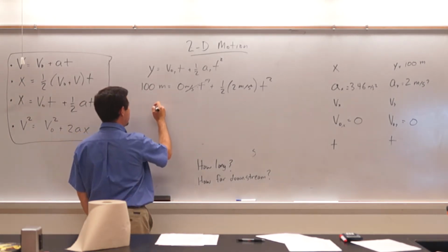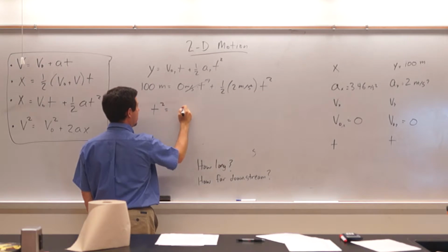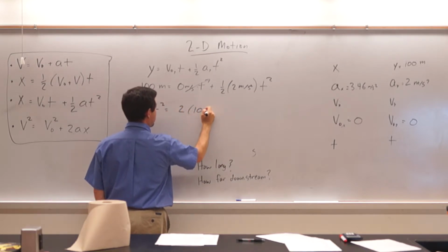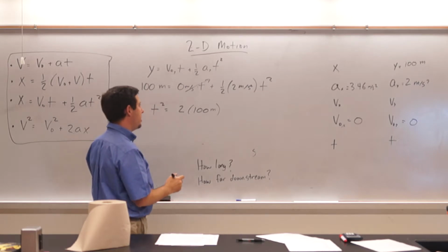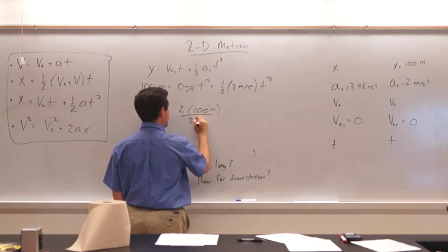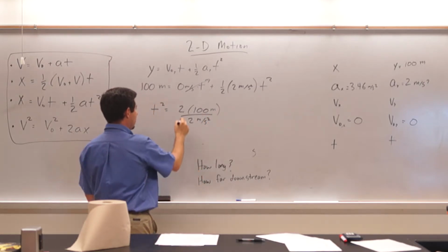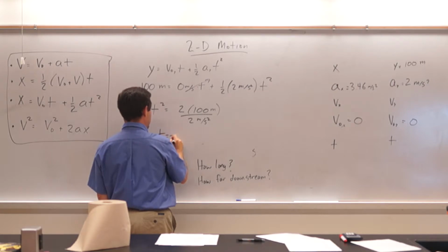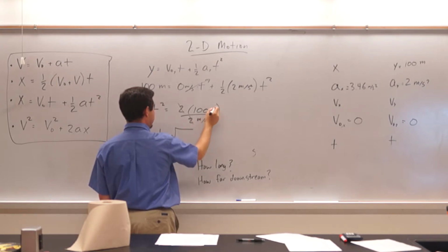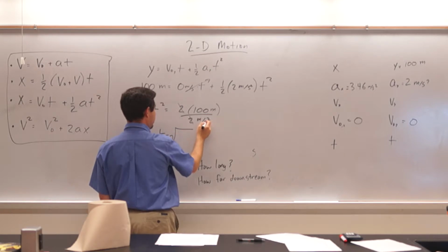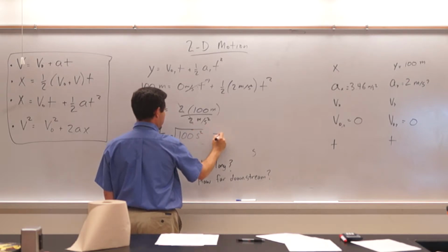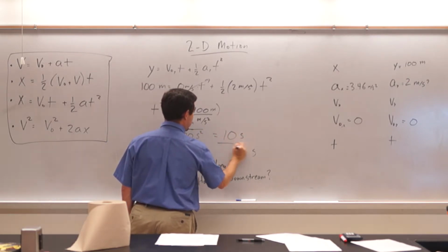We end up getting t squared is equal to 2 times 100 meters, I'm just doing algebra in my head here, divided by 2 meters per second squared. So t is the square root of, because the 2's cancel out there, and the meters cancel out there, and this 1/2 squared goes up to the numerator, 100 seconds squared, so t is equal to 10 seconds.